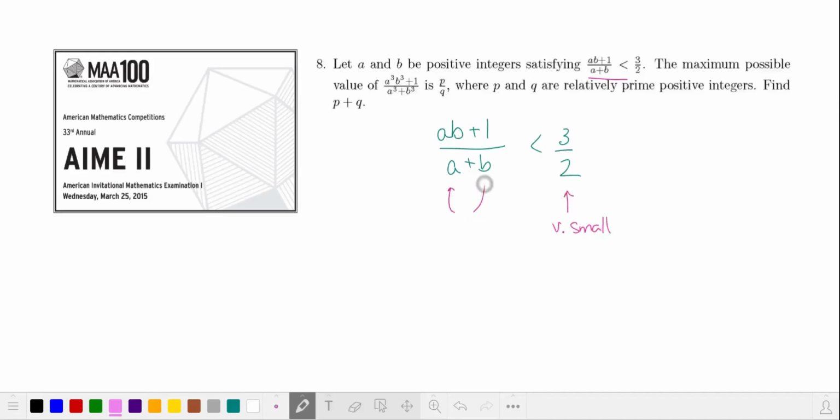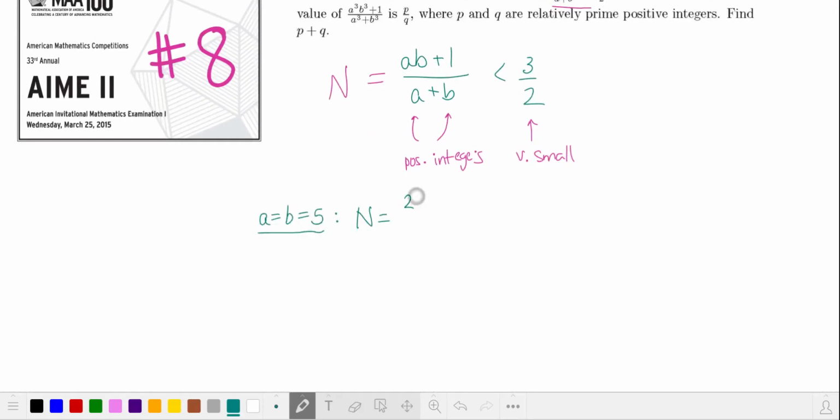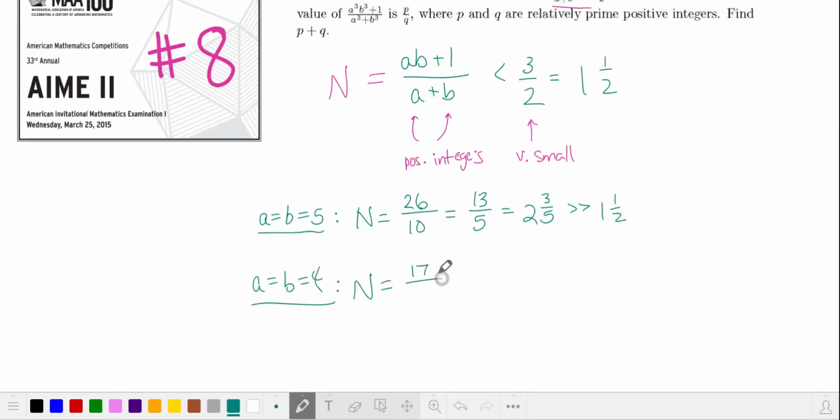One thing to notice about this starting inequality is that our upper bound is very small, considering that a and b are positive integers. Let's calculate some values of this fraction for various values of a and b. If a and b are equal to 5, then our numerator is 26 and our denominator is 10. This is 2 3/5, which exceeds our upper bound. Let's try a and b equal to 4. Our numerator is 17 and our denominator is 8. And we get a value that is also greater than 2.